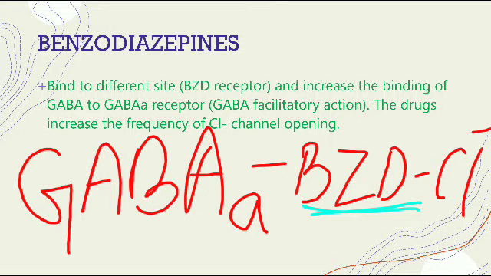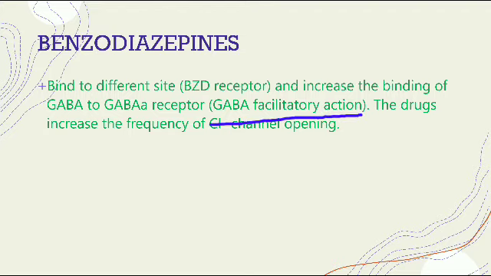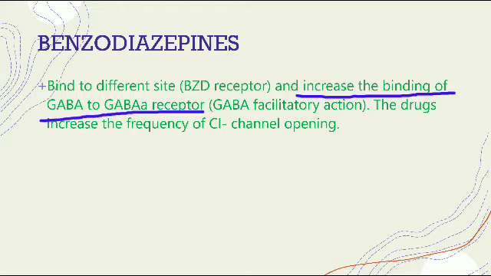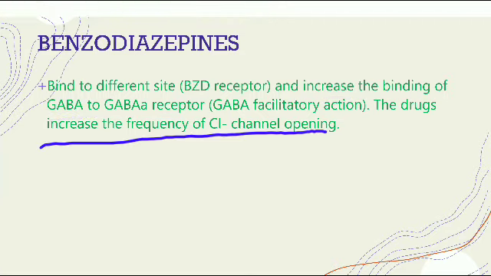And what it does, it also has this GABA facilitatory action similar to barbiturates. Thus it will increase the binding of GABA to GABA A receptor. Hence these drugs will increase the frequency of chloride channel opening. So they will increase the number of times this chloride channel opens.